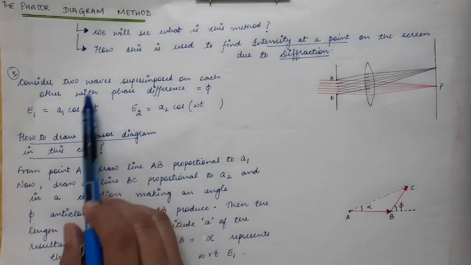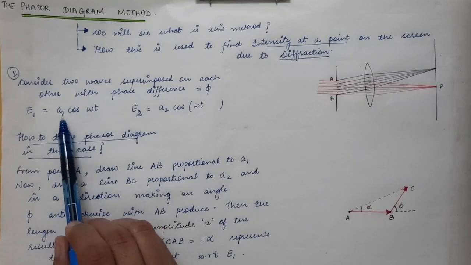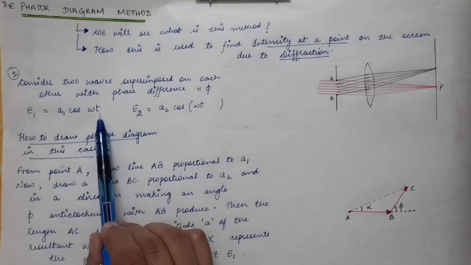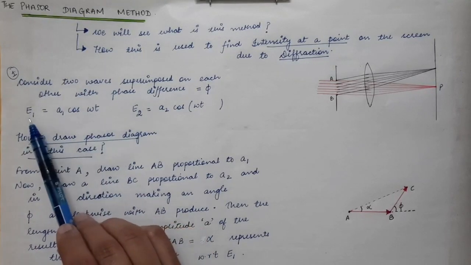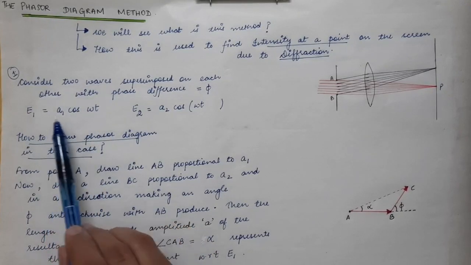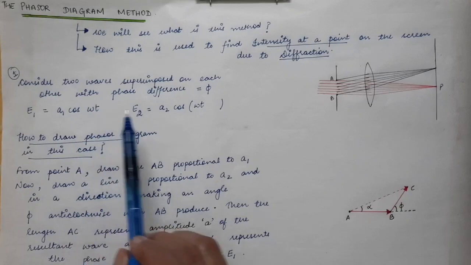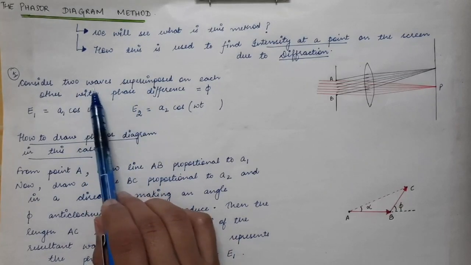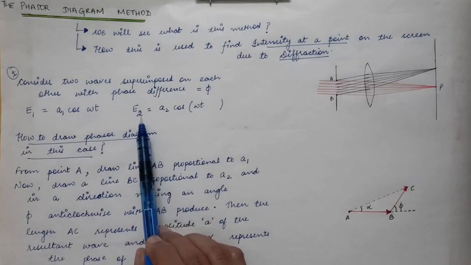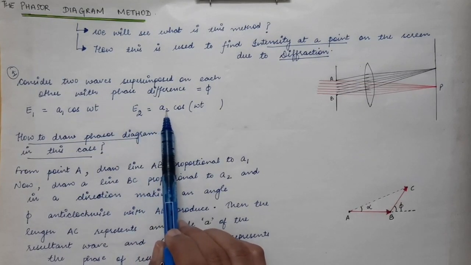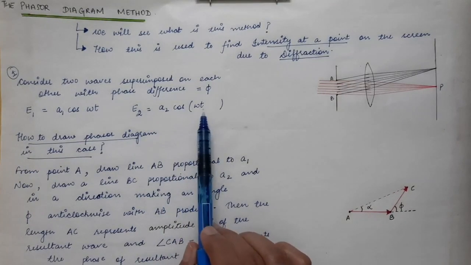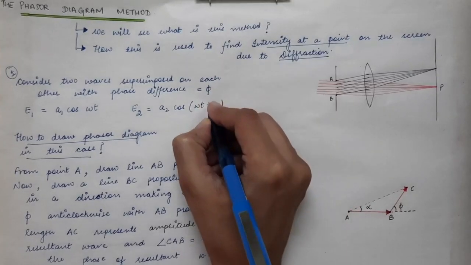Now let's say the first wave E1 is given by A1, where A1 is the amplitude of the wave, times cos of omega t. This function gives us the variation of the displacement with time. So the first wave is E1 equals A1 cos omega t, and since we are considering two waves, we have E2, the displacement of the second wave. E2 is equal to A2, the amplitude of the second wave, times cos of omega t plus phi.